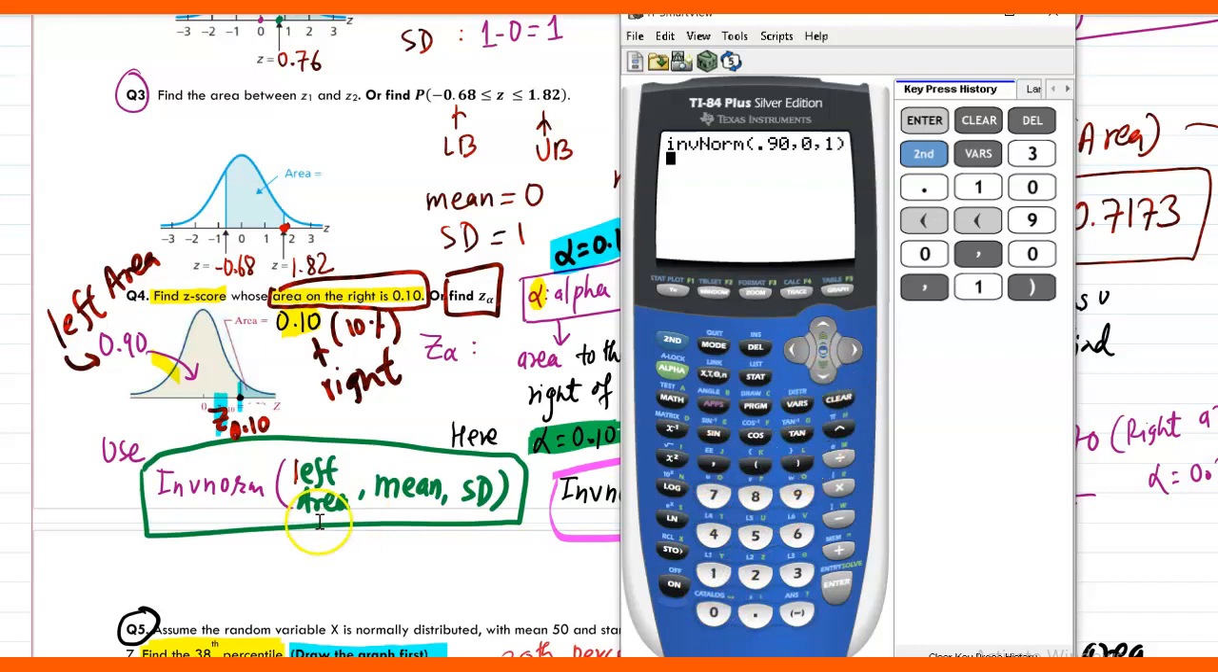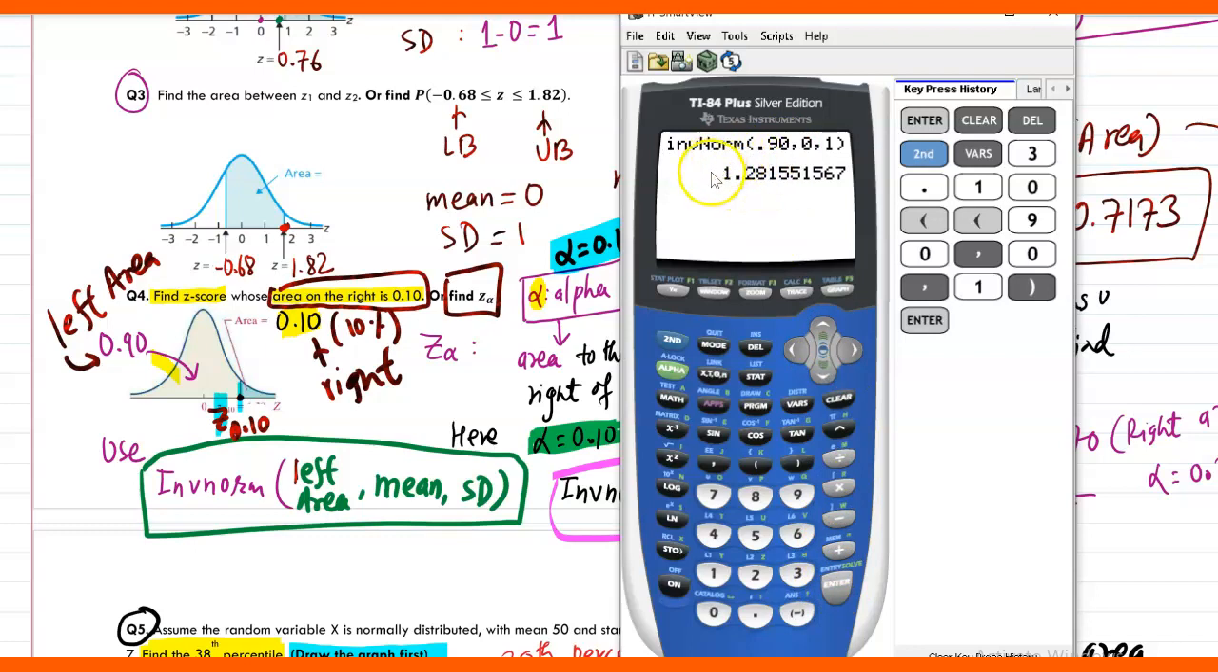Again, one more time. Here, the area given in the question is 0.10, which is the right area. But to find the z-score using invNorm in the calculator, you must use the left area. The left area is obviously 0.90 from this point that we are looking for. So I use 0.90 as the left area. Okay, and press enter, and you get 1.28.